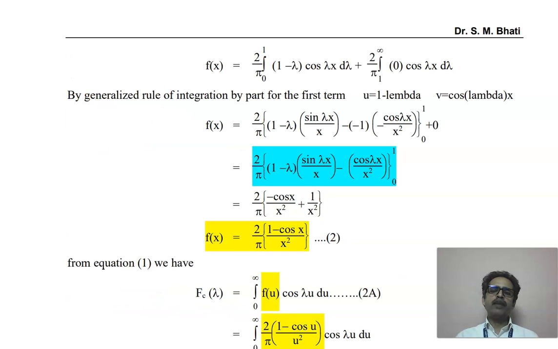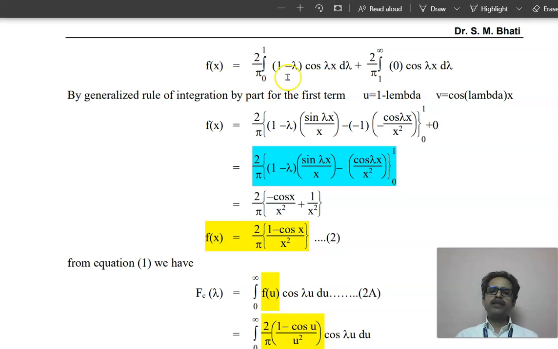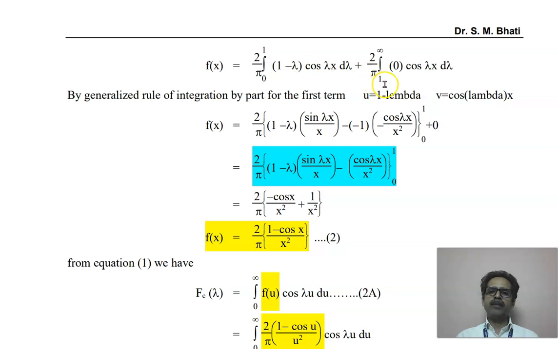Now we put the value of Fc lambda, right? So when you put the value of Fc lambda, the first term, because for the interval 0 to 1, Fc lambda is 1 minus lambda, while when lambda is 1 to infinity, the value is 0. Now the second term directly became 0. Remember here, as I said before, this x is a constant, and here lambda is the variable.